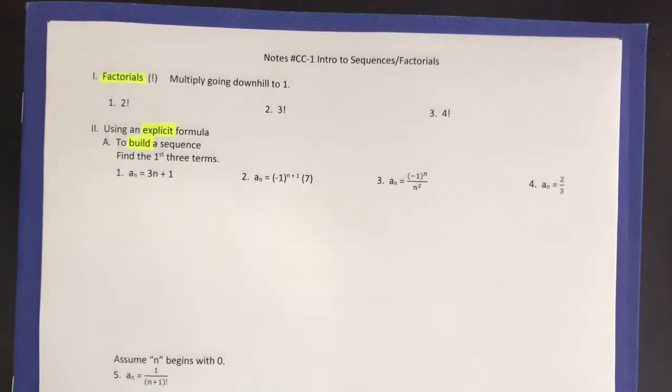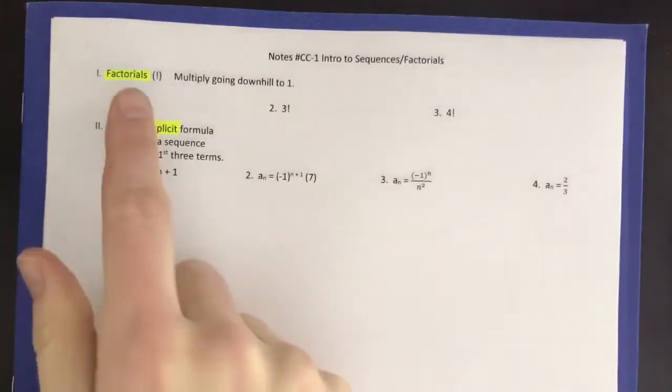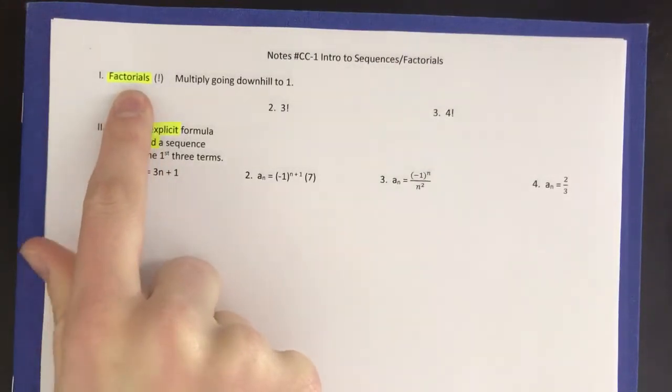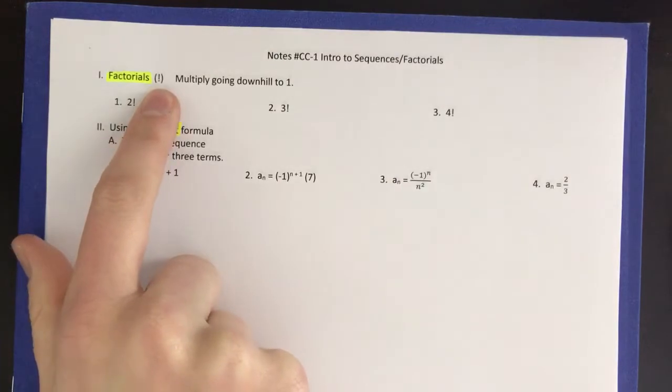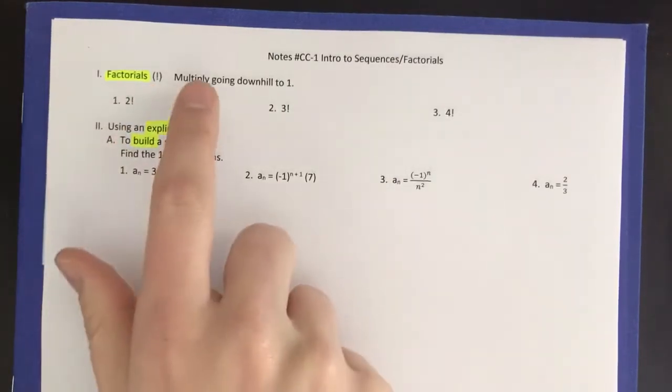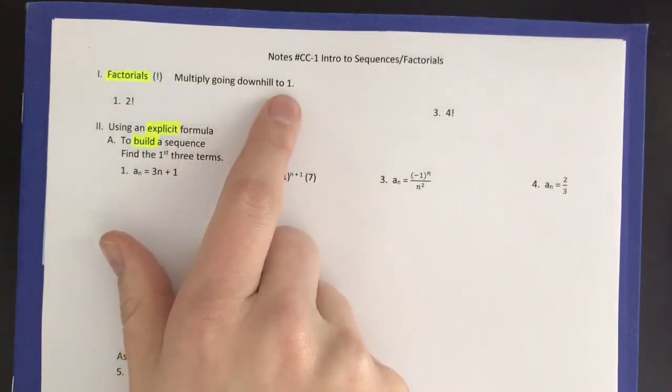Today we're looking at notes CC-1, Intro to Sequences and Factorials. So first we'll begin with talking about factorials. Factorials are notated with an exclamation point, and it means to multiply going downhill to 1.